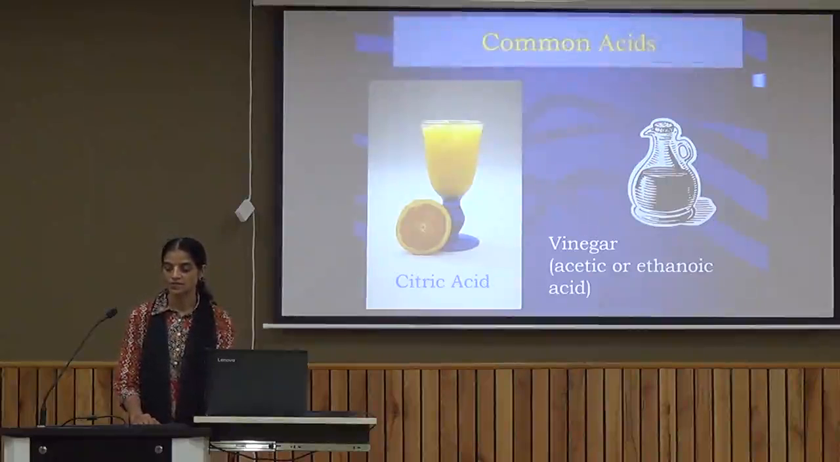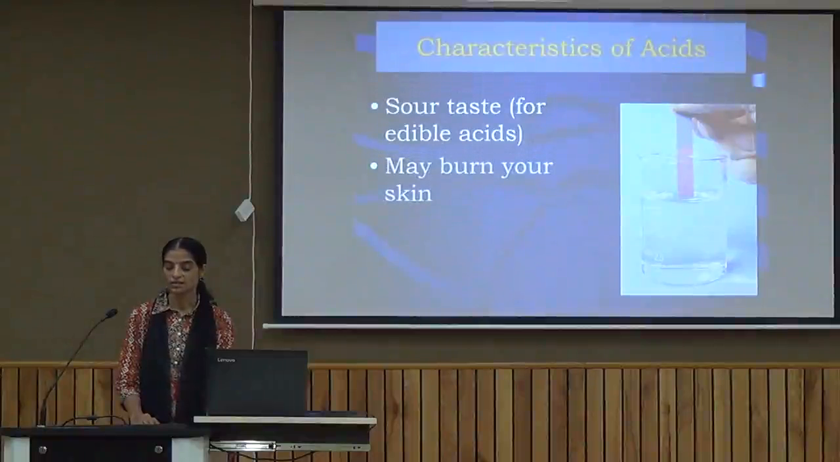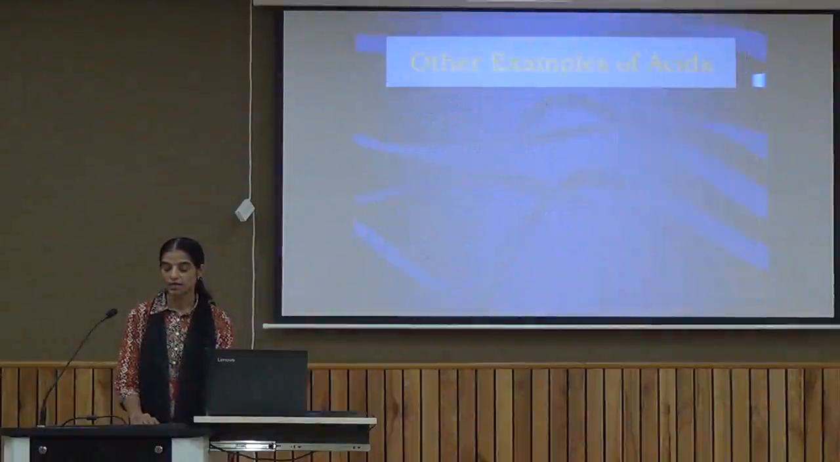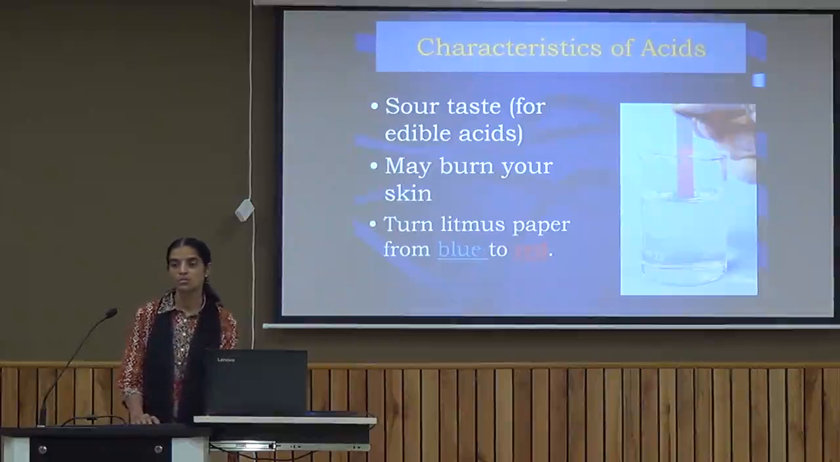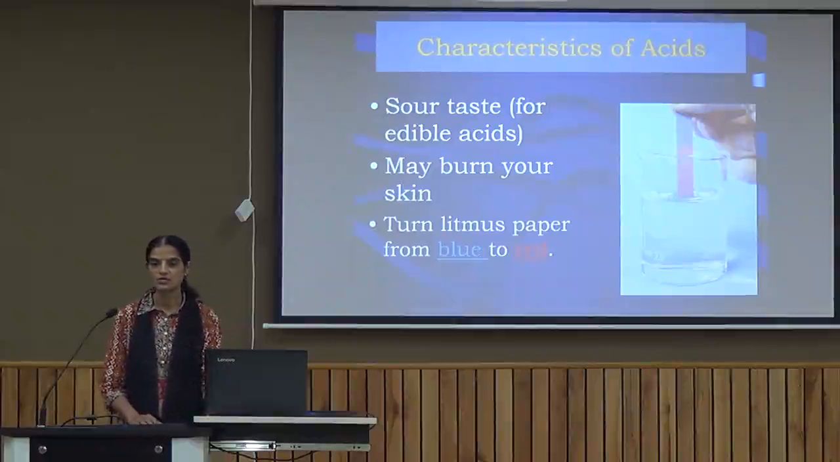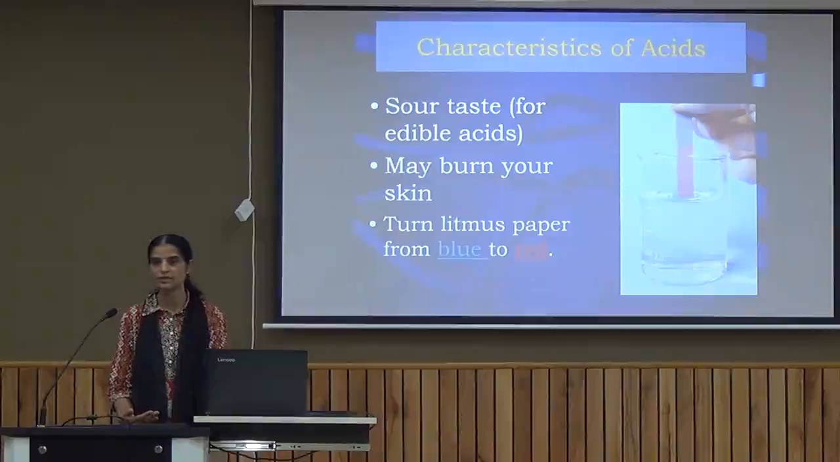Now let us see some characteristics of acids, which help you identify whether a given substance is an acid. Acids first of all have a sour taste. Lemon has a sour taste, so we say that it contains acid. Actually, we don't rely on the taste test for substances. It is not safe. We say acids are sour in taste in terms of edible acids which can be consumed.